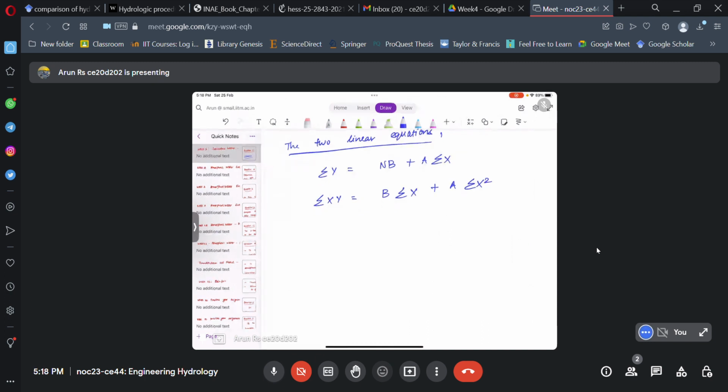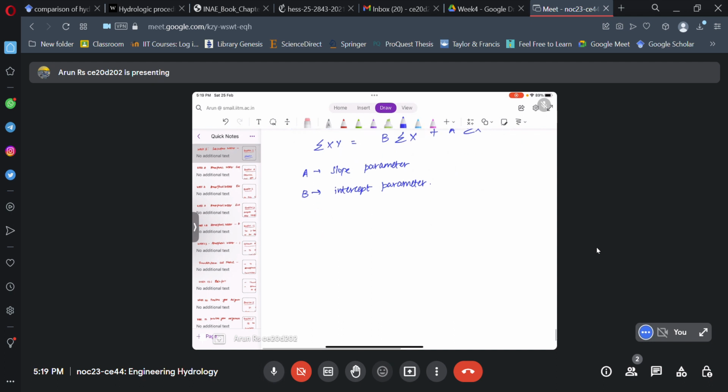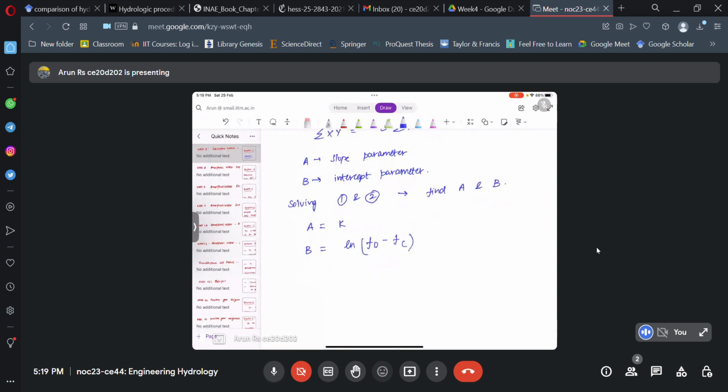So here A is the slope parameter, B is the intercept parameter. Solving 1 and 2, find A and B. Here your A will be equal to K and B will be equal to ln of f naught minus fc. Then you can determine what f naught is.